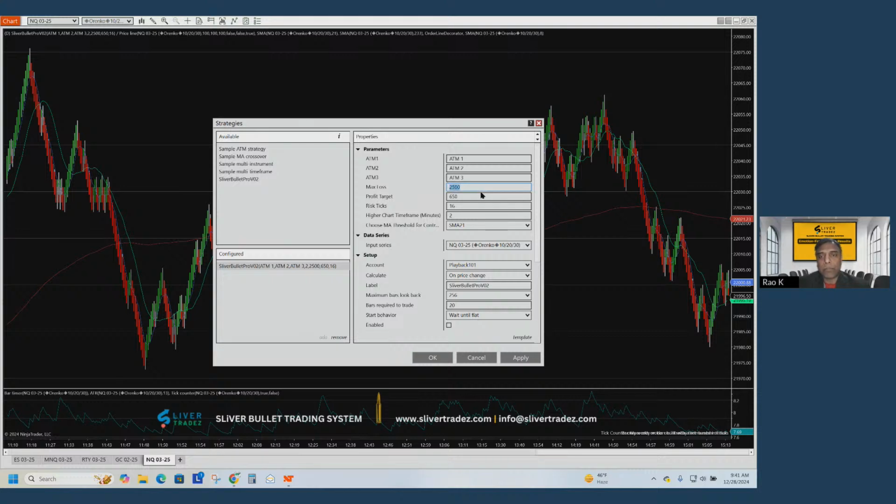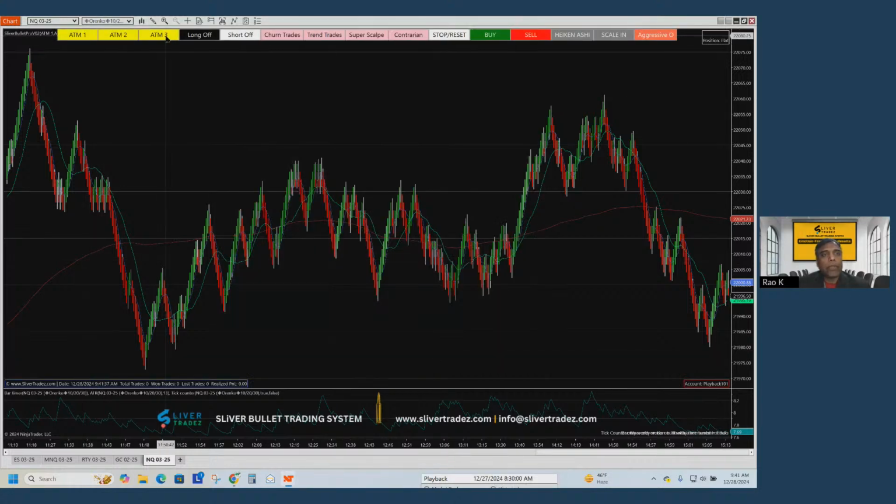You can set the max loss parameter for the session. So I leave it at default 2,500, and max profit target, I will make it $2,000. Now, I'm going to enable the software. So you see the user interface of the software, very minimalist, colorful buttons for easy recognition.